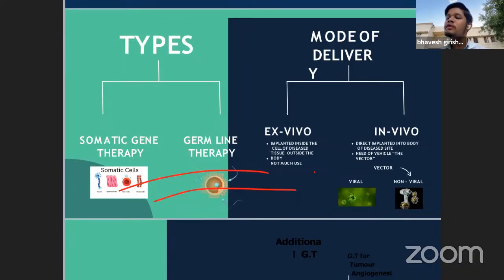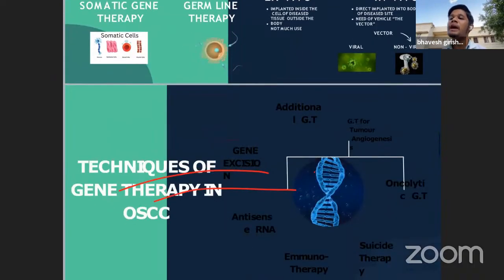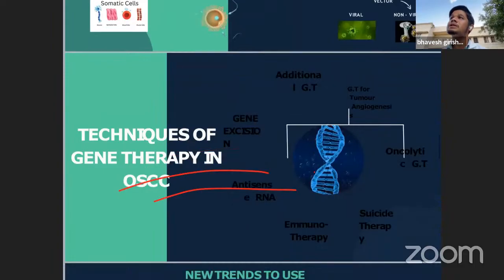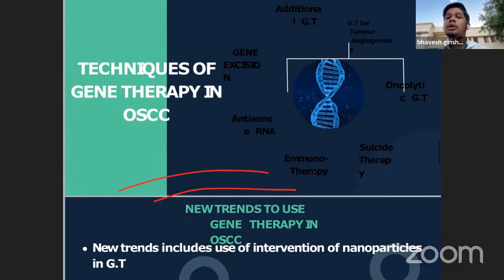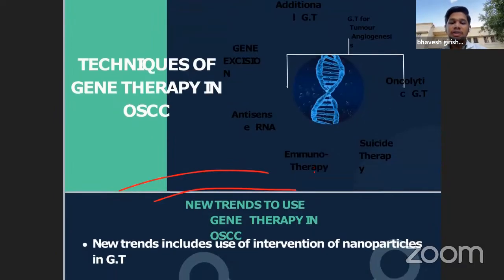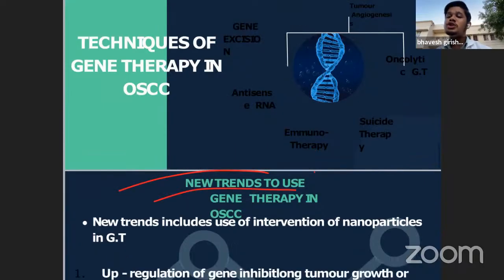Here comes the role of the vector as a vehicle. We can use either viral or non-viral vectors. In viral we have adenoviruses, and in non-viral we have gene guns and electroporation. Now, techniques of gene therapy. Seven techniques are employed in gene therapy. I'll quickly summarize them. The first is additional gene therapy. The second is gene excision therapy. Third is antisense RNA. Next are immunotherapy, suicide gene therapy, oncolytic therapy, and gene therapy for tumor angiogenesis.